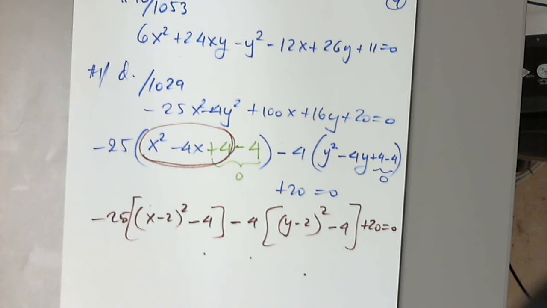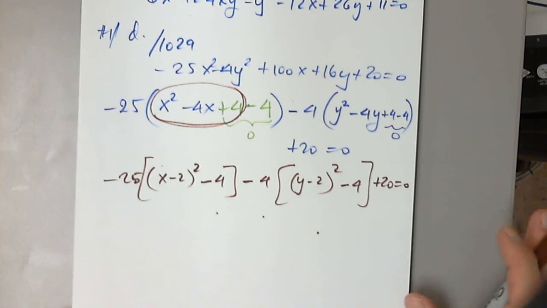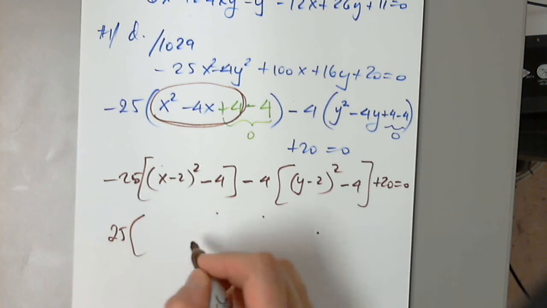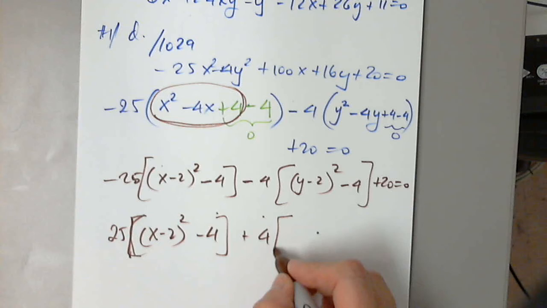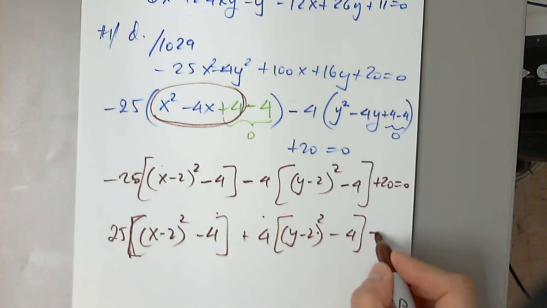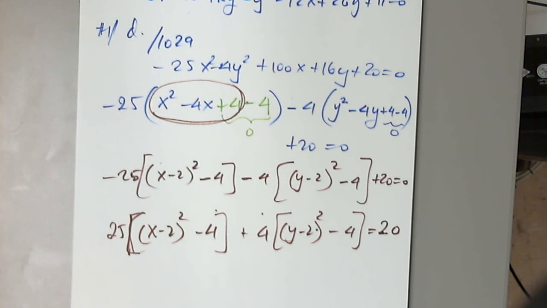Now I have to distribute negative 25 outside, not inside, of course, of the square. Negative 25 times negative 4, and negative 4 times negative 4, and the other one. What I recommend is, when we move 20 to the other side, everything becomes negative. So I'm going to multiply by negative 1 to eliminate all those negatives. It would have been negative 20, but now it's going to be positive 20. All terms were negative, and 20 on the other side would have been negative. So I multiplied everything by negative 1.